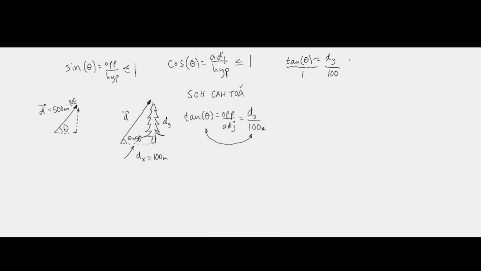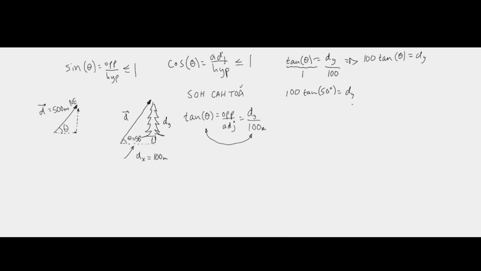So I'm going to multiply by 100 on both sides, and that becomes then 100 times the tangent of theta equals dy. And the last step then, we said that theta equals 50 degrees, so this then becomes 100 times the tangent of 50 degrees equals dy.